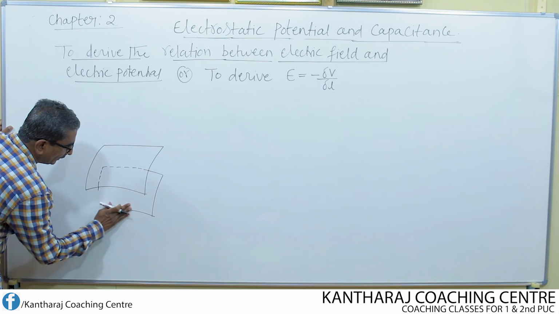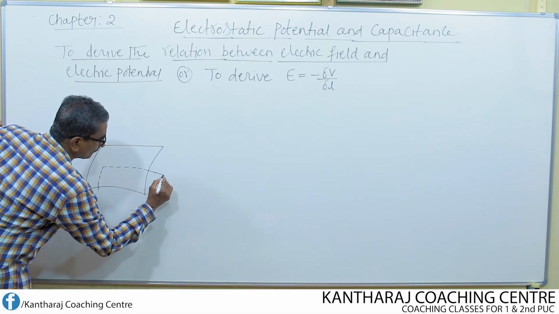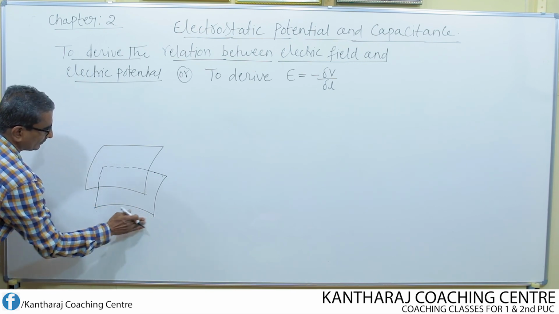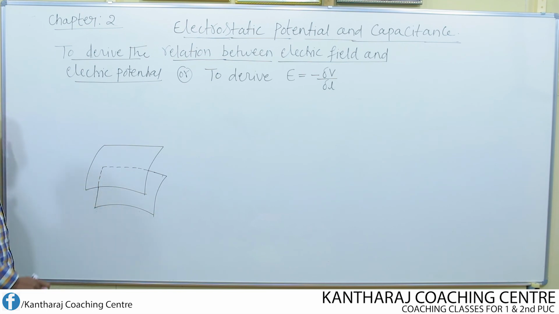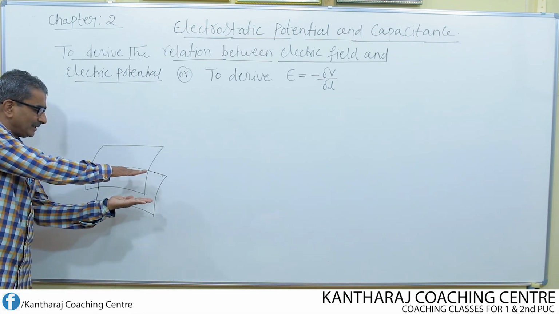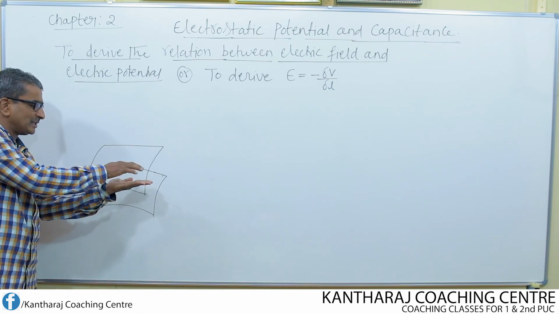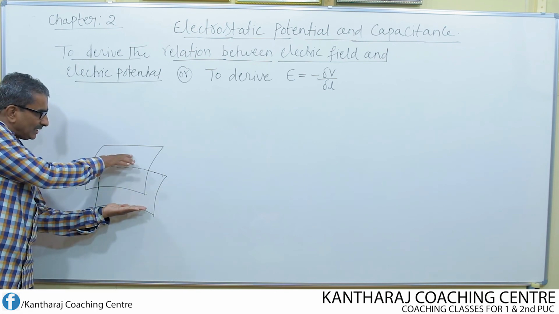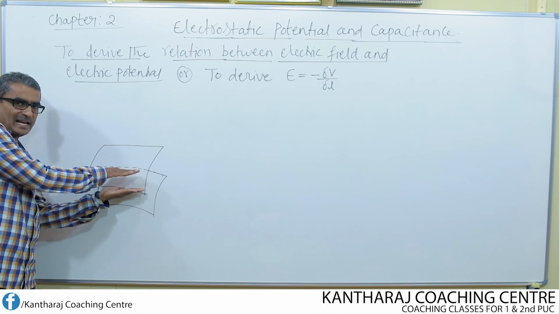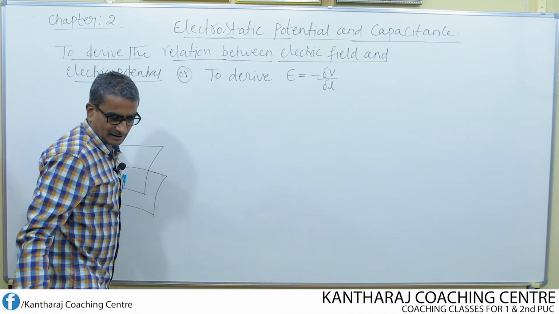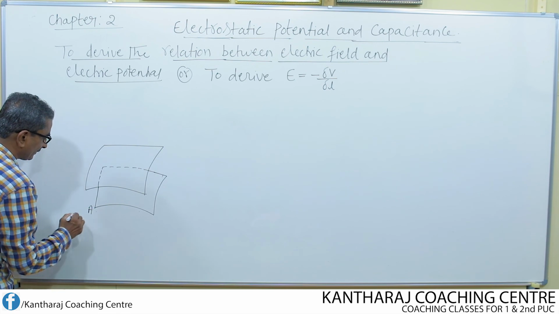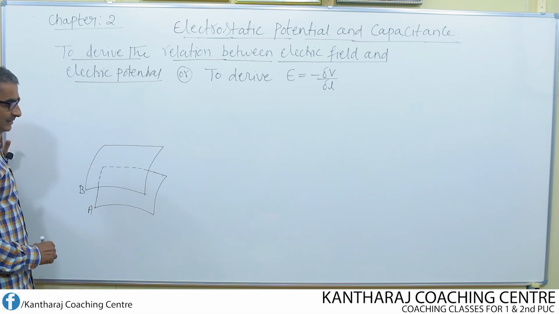That means the two equipotential surfaces are now parallel to each other, one above the other. This is one equipotential surface and this is another, separated by a very small distance. The distance of separation between these two can be taken as delta L. So let us mark this: this is equipotential surface A and this is equipotential surface B.